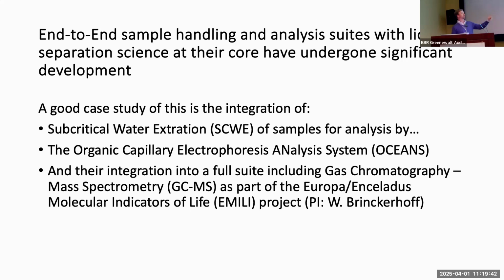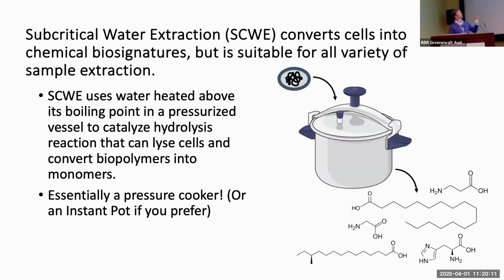It used to be the Europa Molecular Indicators of Life when Kevin was giving out IC2 money, and then it became the Enceladus Molecular Indicators of Life when Matisse was giving out funding. But it's coupling subcritical water extraction with a capillary electrophoresis separation science approach into a mass spectrometer where there's also a separate line to a GCMS. So this is kind of going for everything, right?